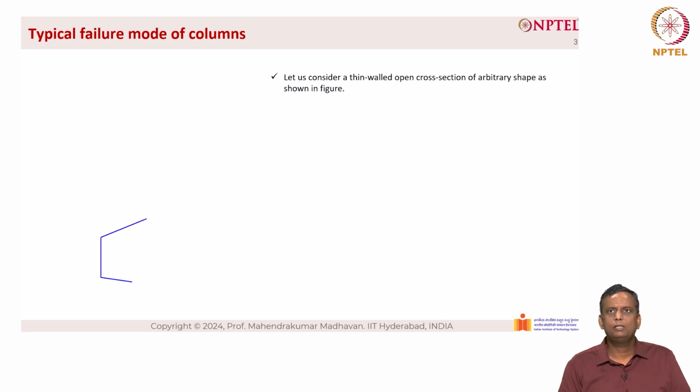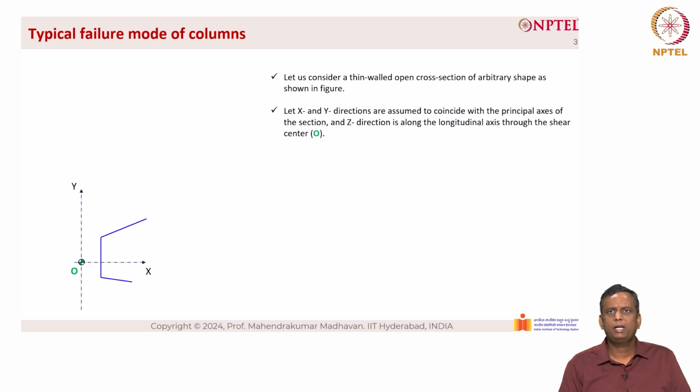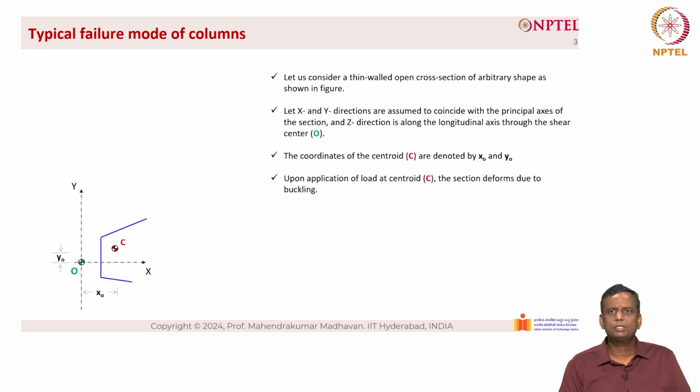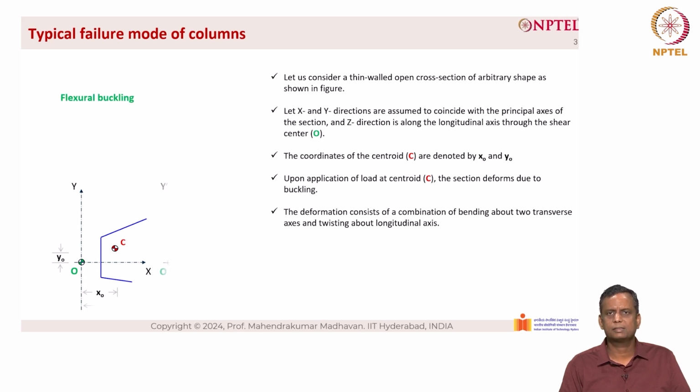Let us consider a thin-walled open cross-section of arbitrary shape as shown in the figure. Let the x and y directions be assumed to coincide with the principal axes of the section, and the z direction be along the longitudinal axis through the shear center O. The coordinates of the centroid C are denoted by x0 and y0. Upon application of load at the centroid, the section deforms due to buckling. The deformation consists of a combination of bending about two transverse axes and twisting about the longitudinal axis.